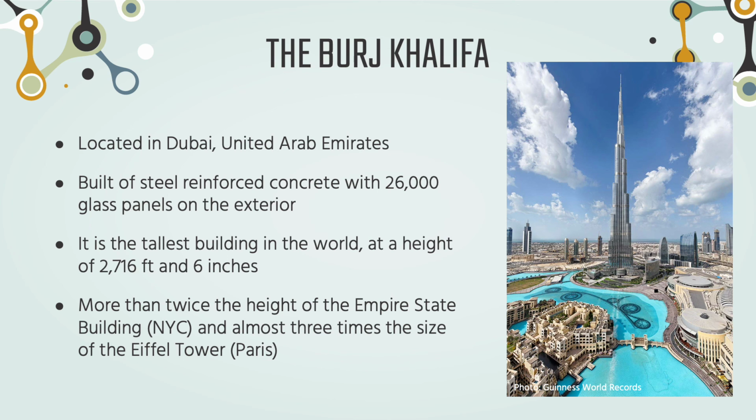The Burj Khalifa, currently the tallest building in the world, stands 2,716 feet and 6 inches tall, and is made up of steel reinforced concrete and dressed in 26,000 hand-cut panels of glass. It is more than twice the height of the Empire State Building and almost 3 times the size of the Eiffel Tower. Absolutely amazing.